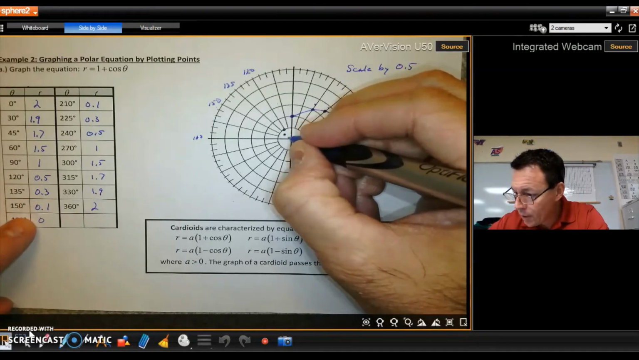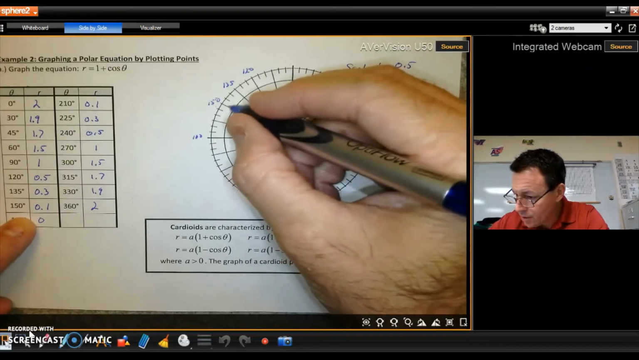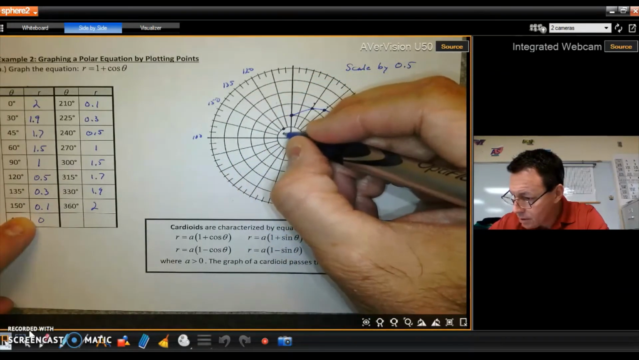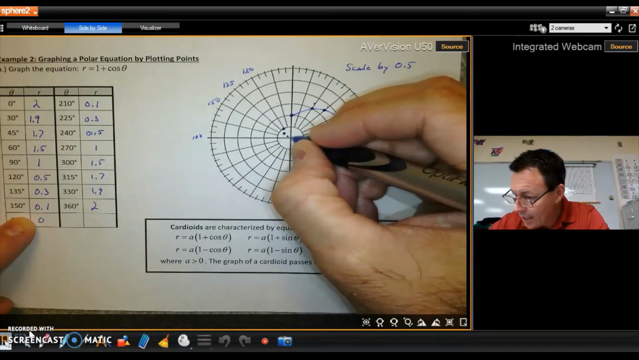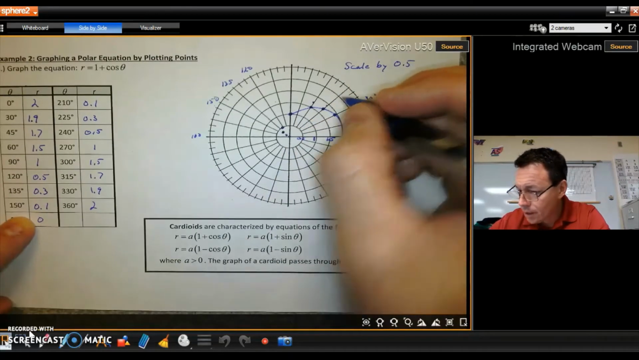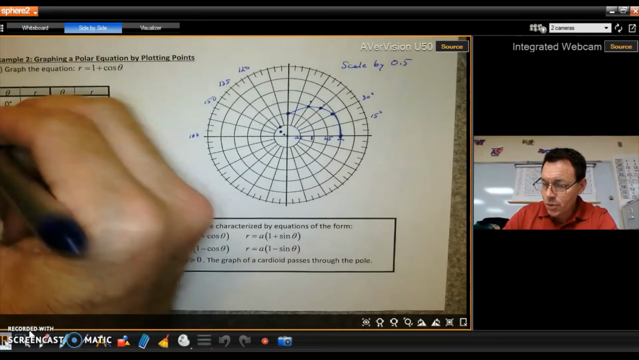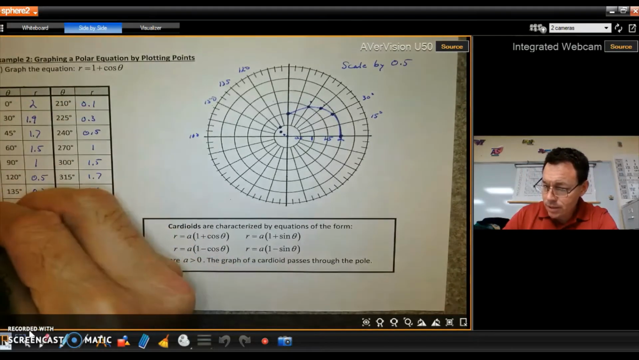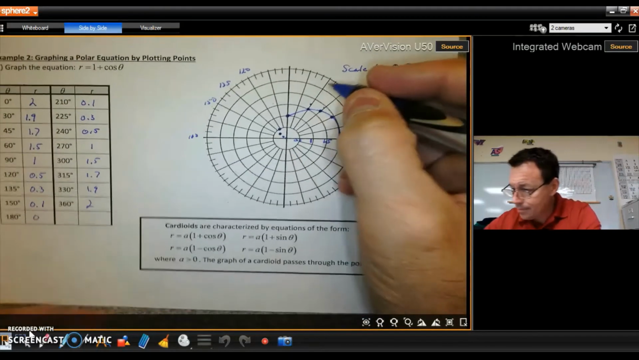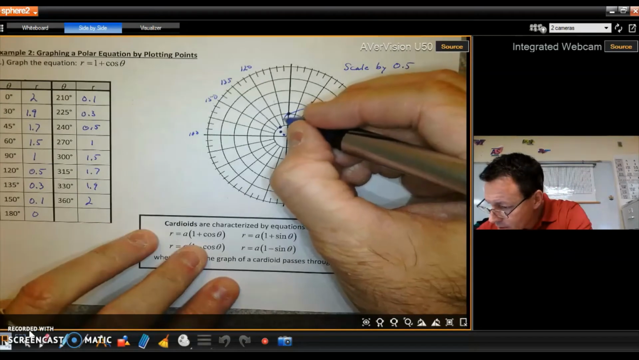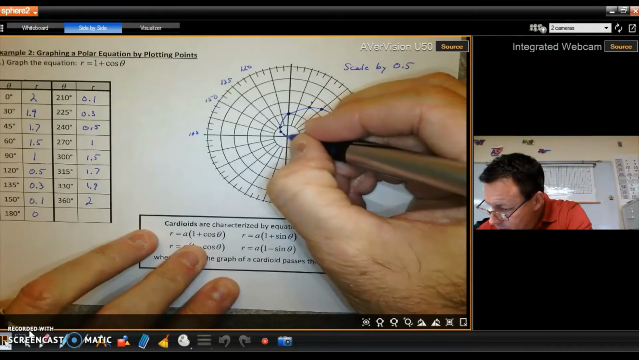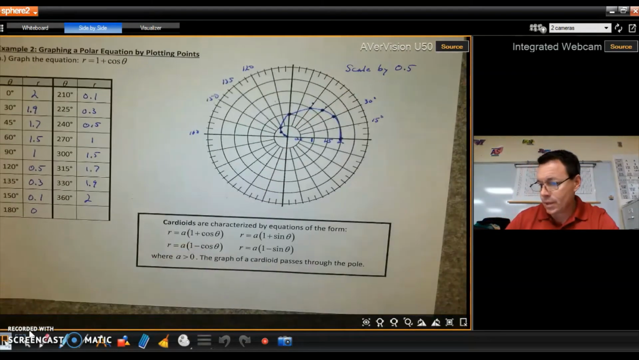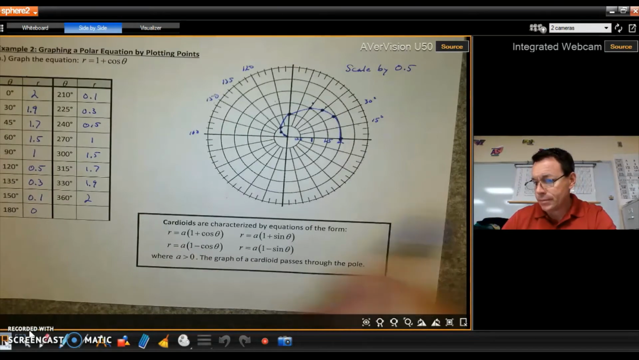At 150, I'm at 0.1. So here's 150. Maybe that was a little off. I'm right here. And then at 180, I'm at 0. All right, so again, this was quadrant 1. This is quadrant 2. Let's stop and graph this. Okay, and then let's keep going.